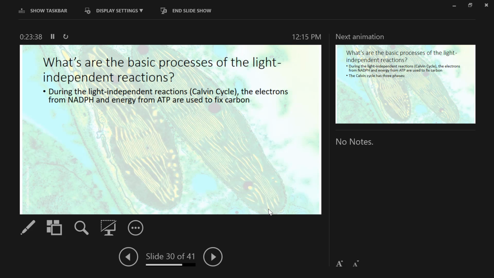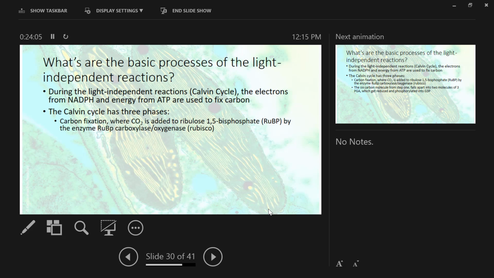During the light-dependent reactions, what did we reduce? NADP plus. But we know that in photosynthesis, carbon has to get reduced, so that way you have the availability to do cellular respiration where carbon gets oxidized, right? Okay, so the Calvin cycle, the light-independent reactions, have 3 phases. The Calvin cycle has 3 phases.